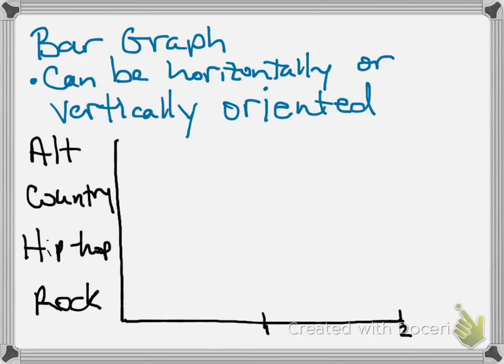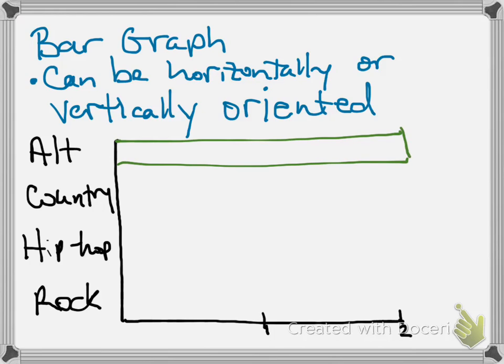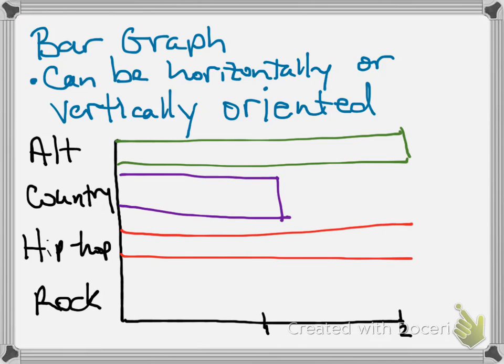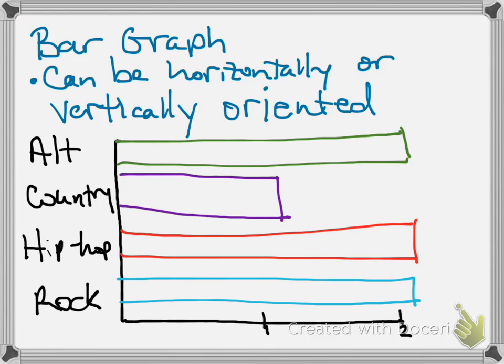So for alternative, again, we had 2. So I'm going to draw a bar of length 2 for alternative. Oh, let's get fancy and do some different colors. For country, only one person chose country. Can't believe that many people went with it. For hip-hop, we've got another 2. And finally for rock, again, we've got 2. And there you go. A little bit sloppy, but you get the idea.